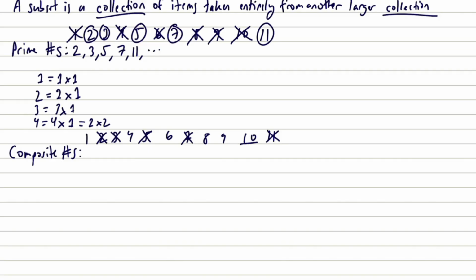9 has 1, 9, and 3, because 3 times 3. 8 has 1 times 8, 4 times 2. So that one would also work. 6 has 1 times 6, and also 3 times 2. 4 has 1 times 4, and also 2 times 2. So that has enough. 1 still only has 1 times 1, which means it actually isn't composite or prime. The only integer like that. Here's our composite numbers: 4, 6, 8, 9, 10, and so on.